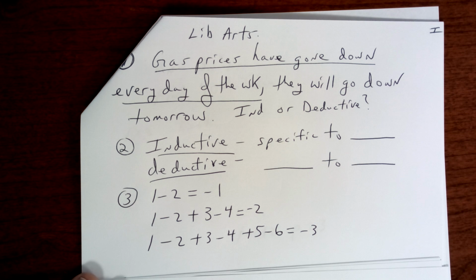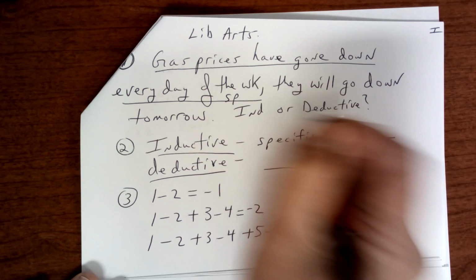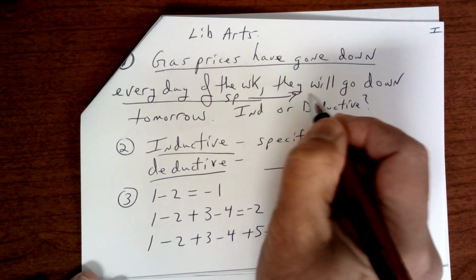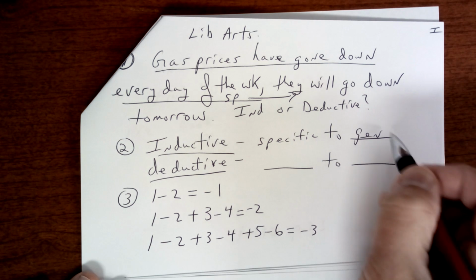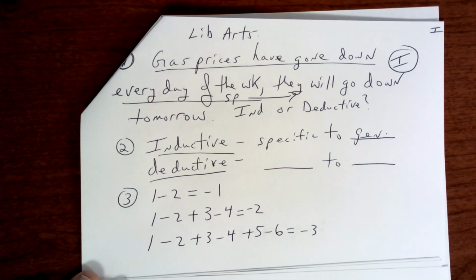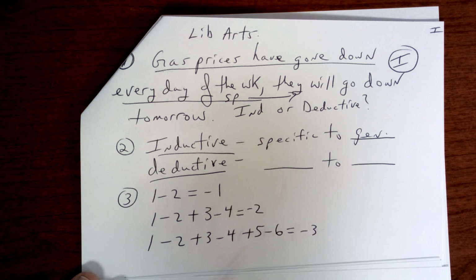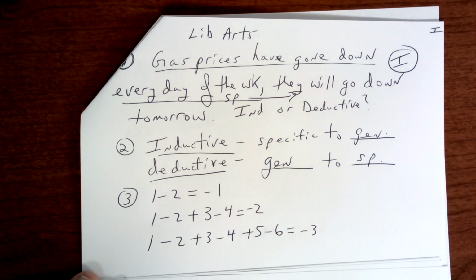Turns out this one, they have gone down every day, is specific. So this is specific, and it's going to general. And specific to general is inductive. So number 1, or this one, is inductive. Okay, and deductive is general to specific. Write that down, memorize it.